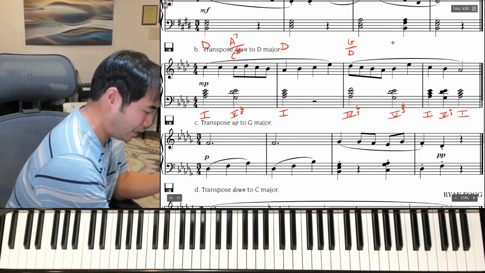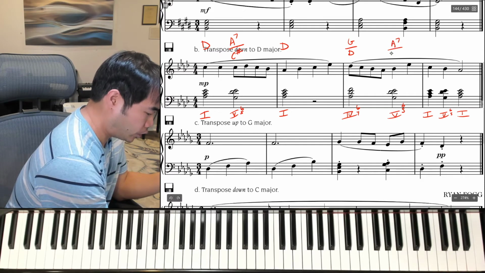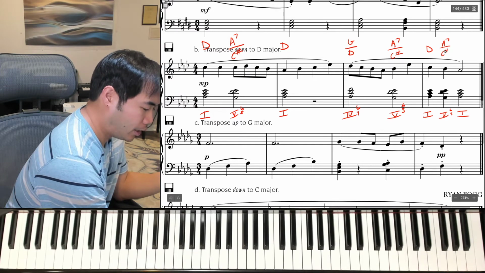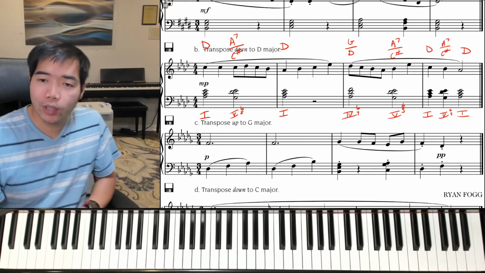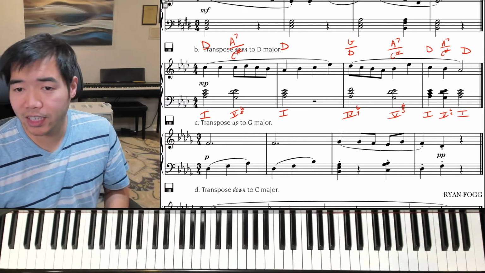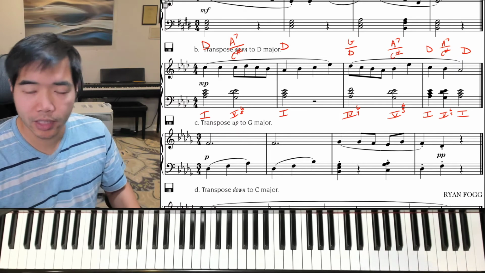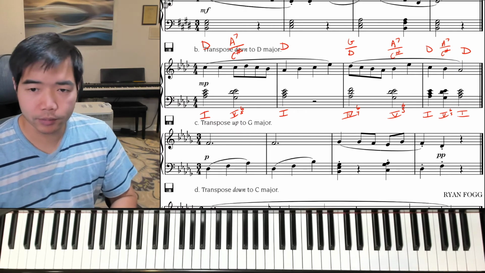5-6-5 again is the A7 over C sharp. Back to D. A7 over C sharp and back to D. Now that we have completed our lead sheet symbols in the transposed key, we can play this.